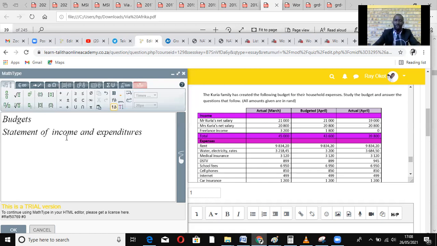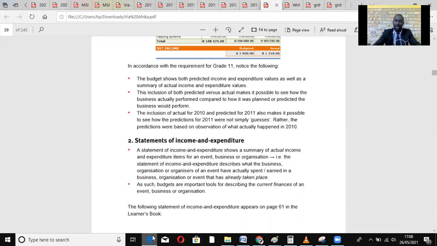The expenditures we are going to spend money on and the income we are going to get. Then the next thing we want to look at is called the statement of income and expenditures. Well, how do we get to this? Now, a statement of income and expenditure shows a summary of the actual income and expenditure items for an event.